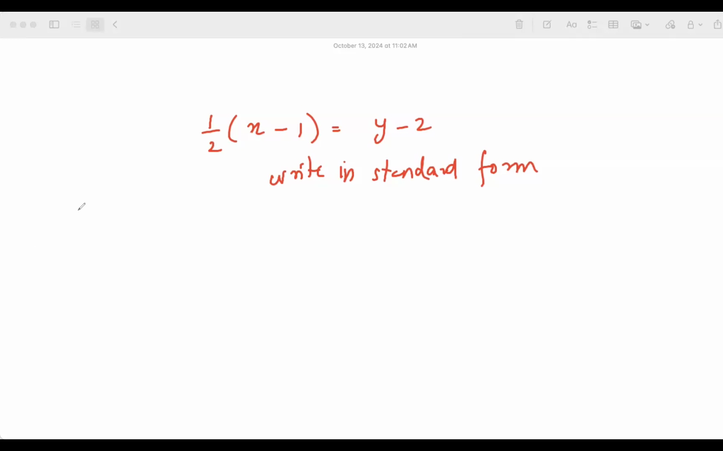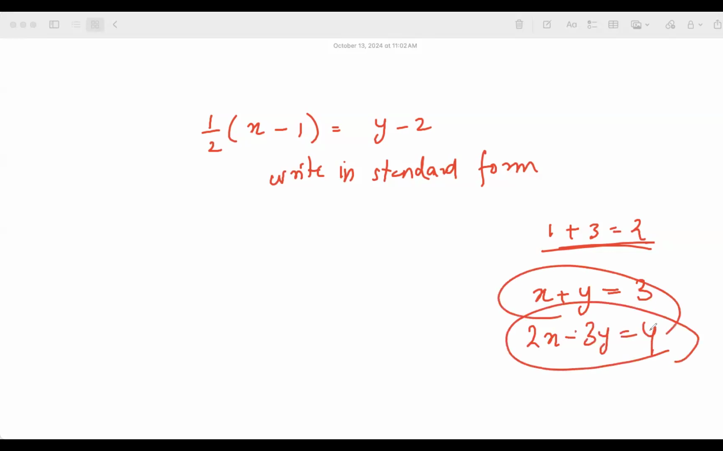Rania. An equation of a line means whoever it is, okay? You cannot have it like this. What does it mean? This does not mean anything, right? I really need to see something like x plus y equal to 3 or 2x minus 3y equal to 4, something like this with x and y. That's the standard form.